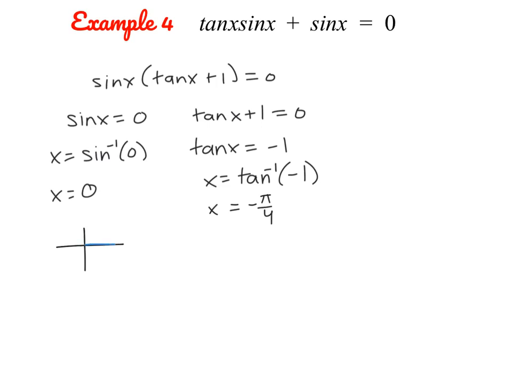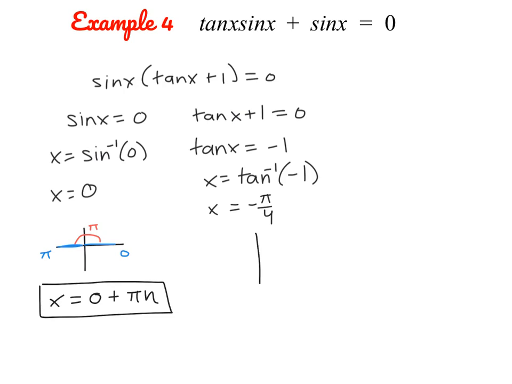Here's 0. So we know that sine will also return to 0 at pi, and then 2 pi, and so forth. So sine of pi is also 0. And you'll notice that the distance from here to here is pi, and it's the same on both sides. So we can describe that repeating answer as x equals 0 plus pi n. Or you could even just say pi n. That would be totally fine.